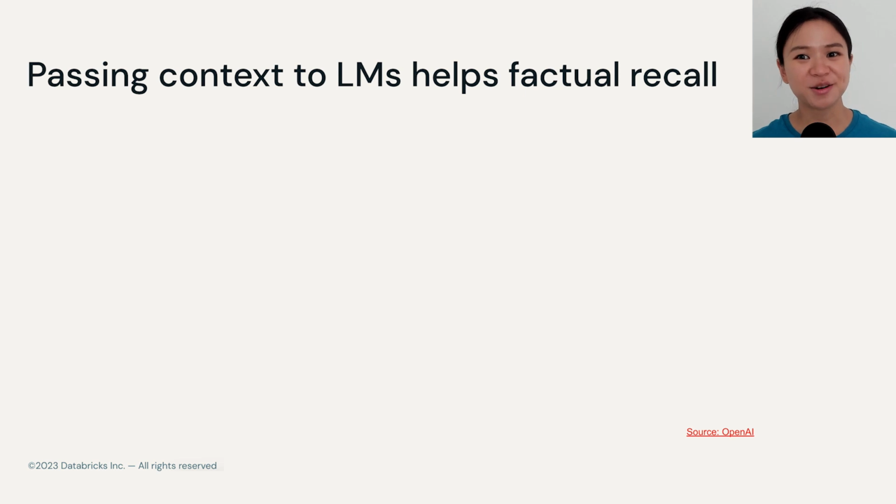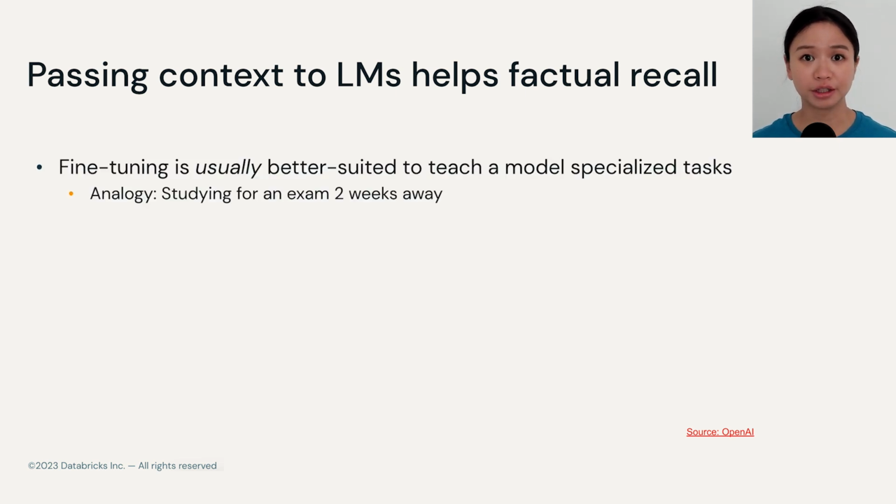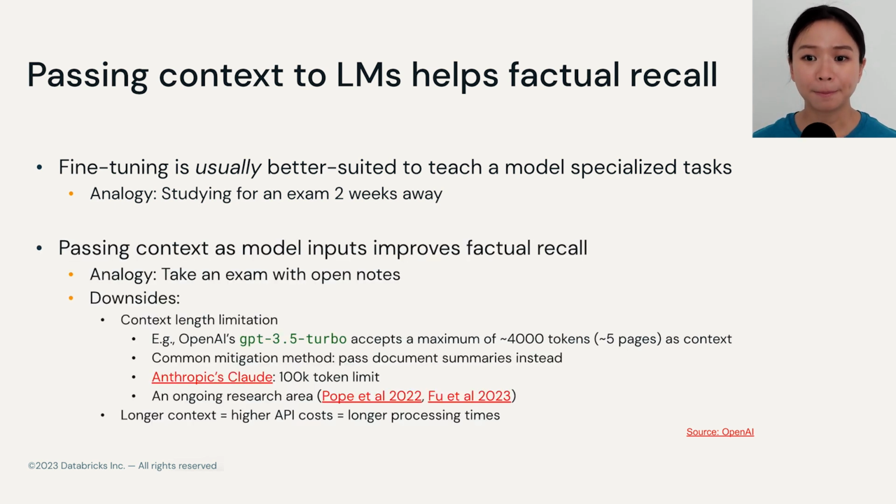Let's first understand why we even pass context to these language models. As I mentioned, fine-tuning is another way for models to learn knowledge. It is also usually better suited for when you have specialized tasks. So imagine that now you are studying for an exam two weeks away. You might forget about the nitty-gritty details, but you probably would have internalized the details a bit better. On the other hand, passing context to the model is like when you would take an exam with open notes. So it'll help you to be more precise because you have the facts right at hand to reference.